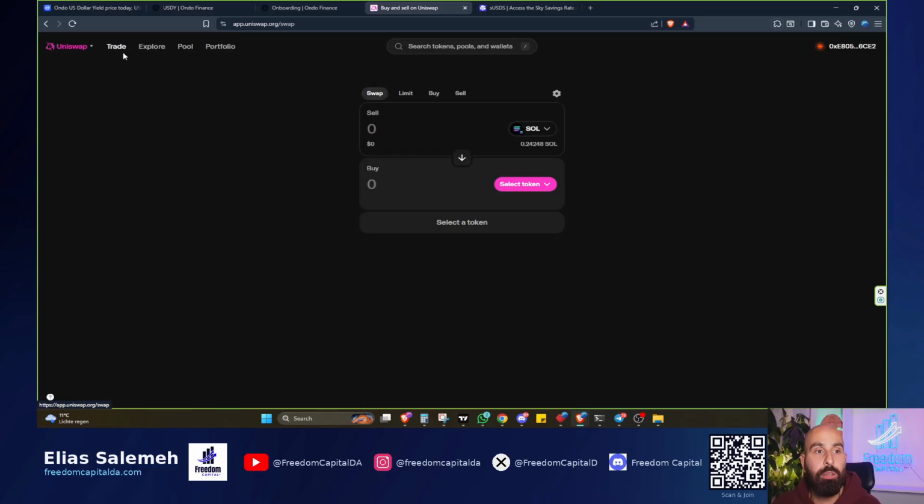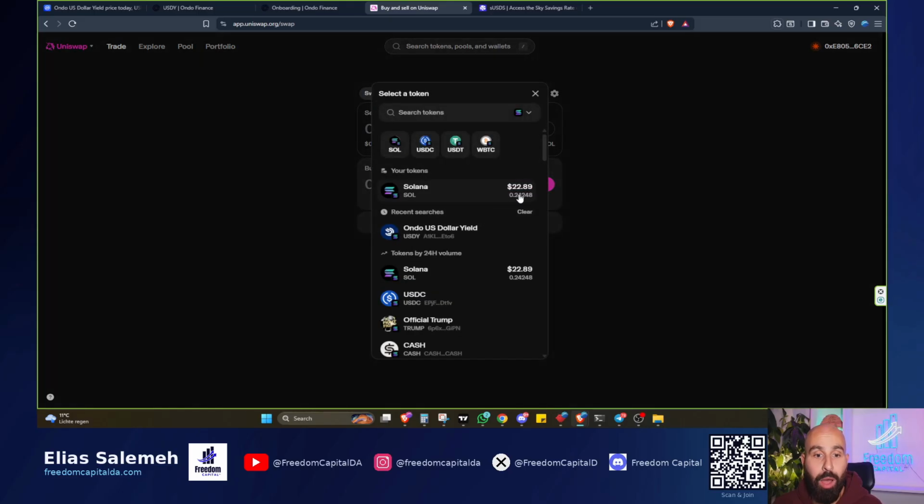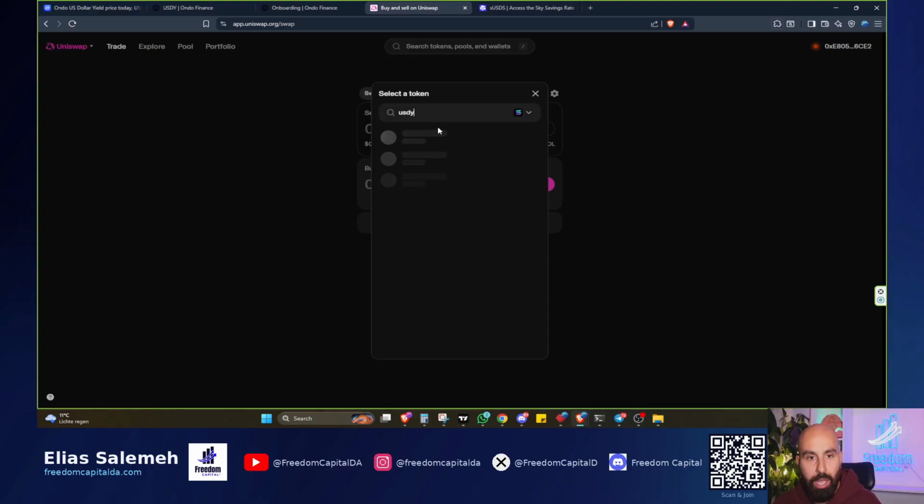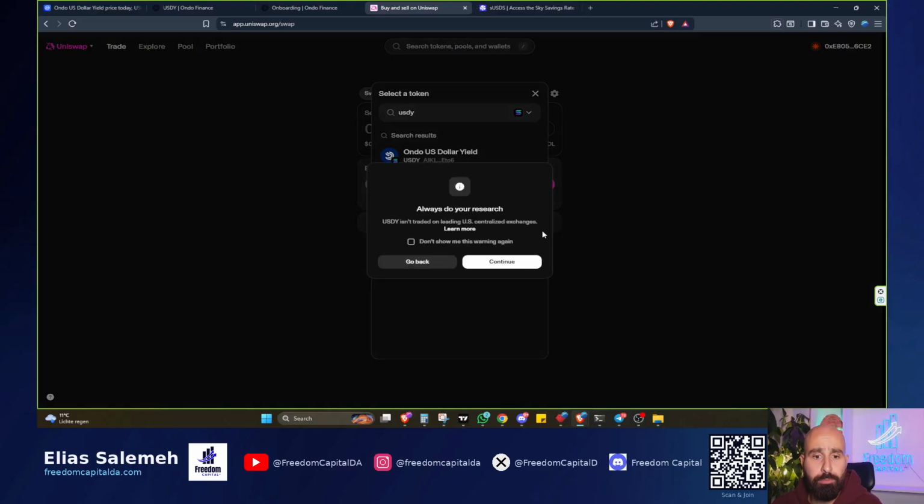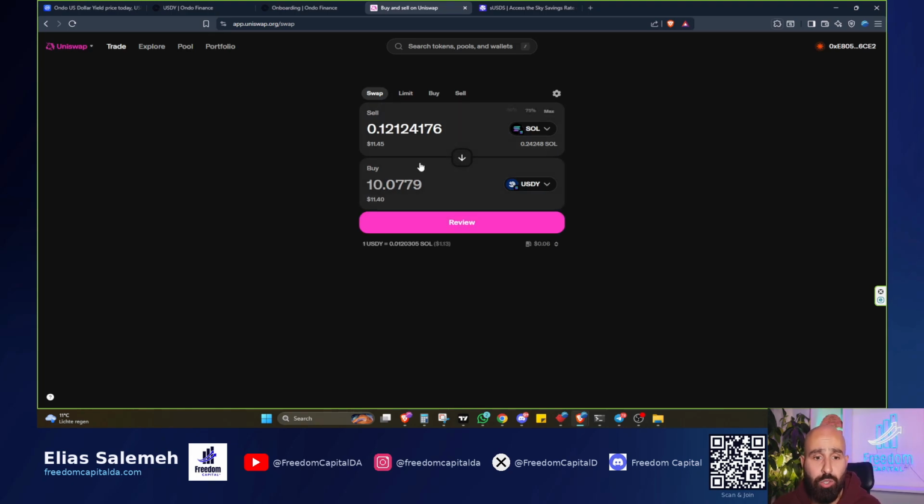You go to the trades, and inside of this dashboard, you make sure that you are connected. You connect your wallet. You choose the asset that's available in your wallet. In our case, it's going to be Solana, and I would like to buy USDY token, as you can see here. In case you cannot see it here, simply type the name of the token, and then continue. Let's say I wanna swap 50% of my current SOL into USDY. As you can see, 0.12 Solana will get us 10 USDY, which is almost the exact same amount. So $11.45, $11.40. Obviously, it fluctuates a little bit.